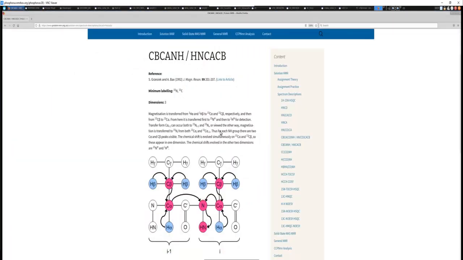There may be instances as well where your C alpha or your C beta is actually overlapping, and that's why you don't see the I-1. So in these instances, it would be nice to have an experiment that exclusively showed the I-1 peaks for the C alpha and C beta. And there are experiments that do exactly that.